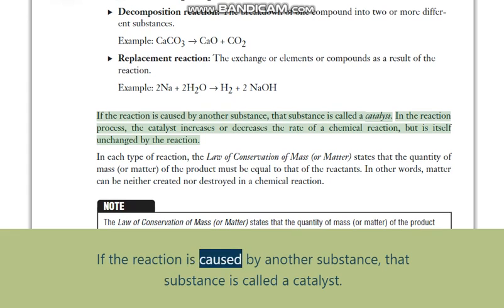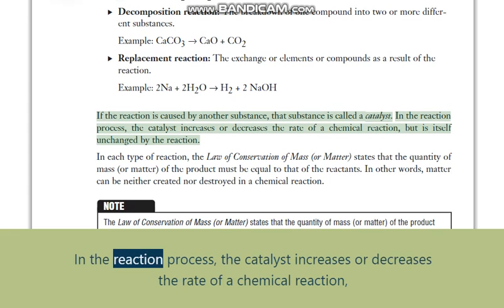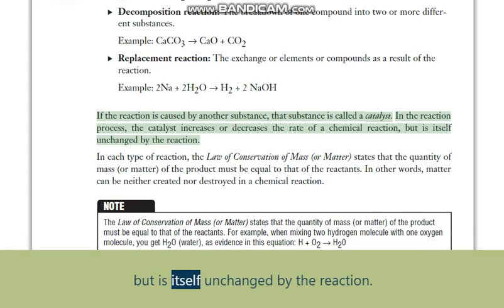If the reaction is caused by another substance, that substance is called a catalyst. In the reaction process, the catalyst increases or decreases the rate of a chemical reaction, but is itself unchanged by the reaction.